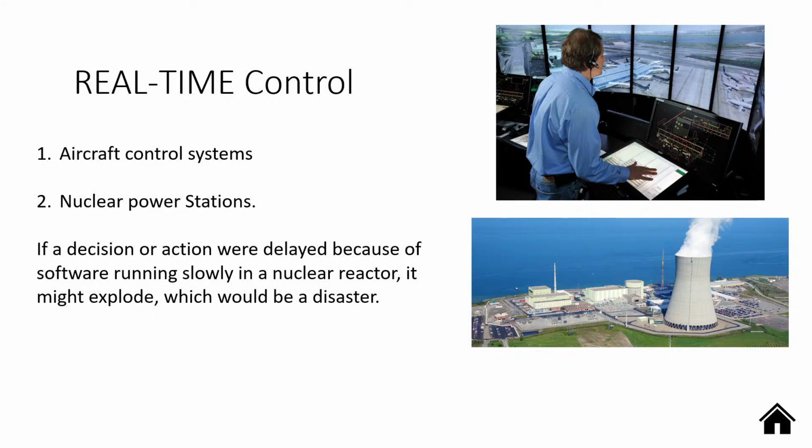Now, if a decision or action was made and it was delayed because of software running slowly, like in a nuclear reactor, it could explode, for example. So normally these computers, again, are very, very powerful. They have a very, very complex processor that can crunch numbers at a ridiculous rate. So there we go. Those are your three modes of operation: batch processing, real-time transaction, and real-time control.